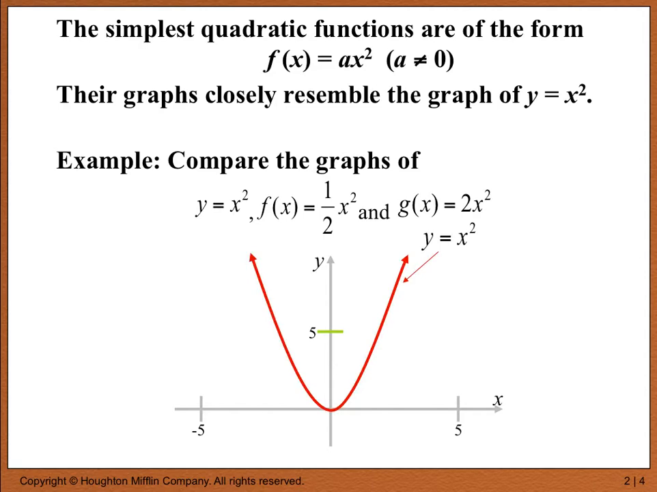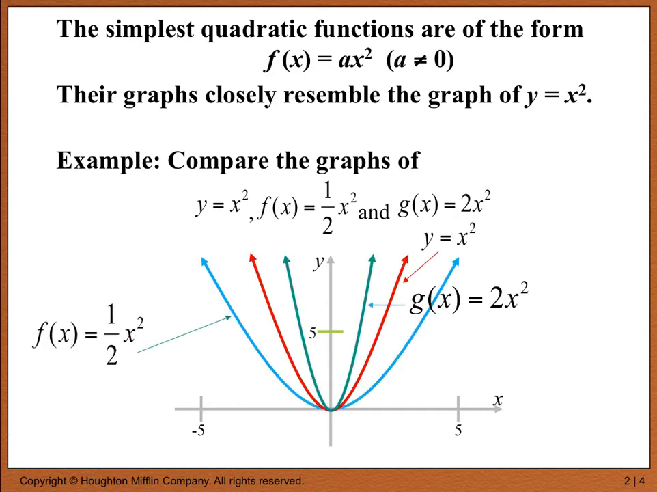So this is the graph of y equals x squared, and then the graphs of 1/2 x squared and 2x squared appear here as well. The graph of 2x squared is the same thing as, or you could call it, a vertical stretching of y equals x squared. The graph of 1/2 x squared is a vertical shrinking of y equals x squared.